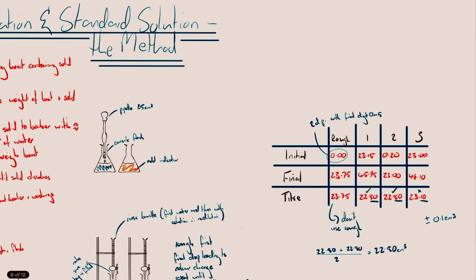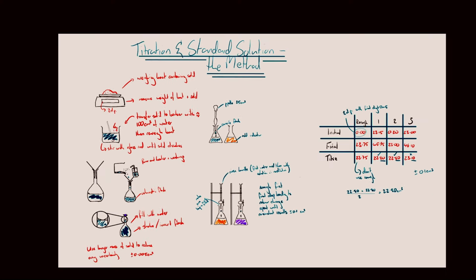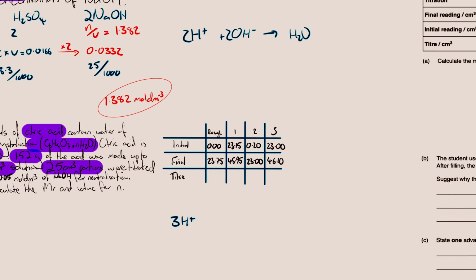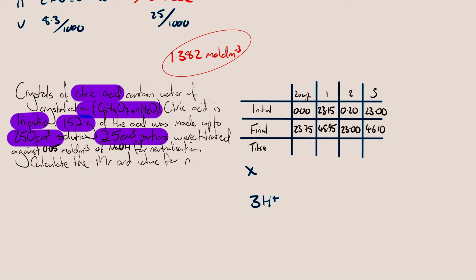So again, thinking about what we did last time, we've made our standard solution and we've used a pipette to remove 25 centimetres cubed. So that means whenever I work out my moles of citric acid, that's going to be the moles within my 25 centimetre cube portion. I'm going to need to know the moles in my 250 centimetre cube portion. So I'm going to make a little note to myself that at some point I'm going to have to times by 10. And I always do write that little note to myself as I go.